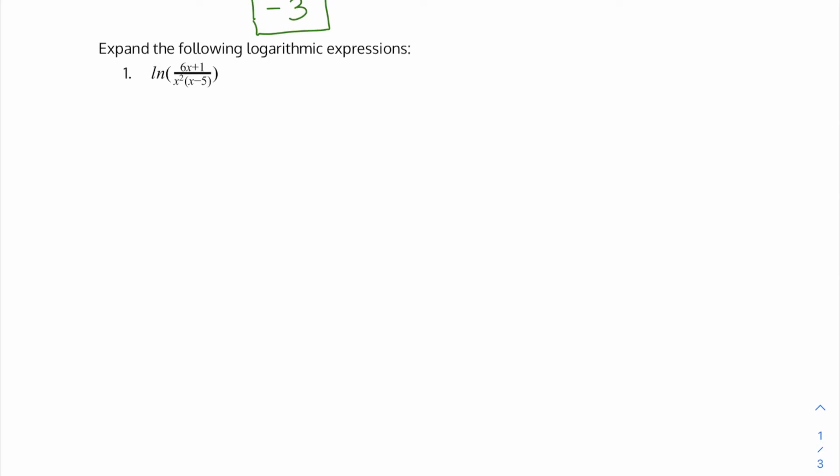For expanding, I want you guys to remember the order that we do those in. So I'm going to write it down for us. The order that we go through our expanding properties, or our log properties, is we start with the quotient rule. Then we do the product rule. Then we do the power rule.